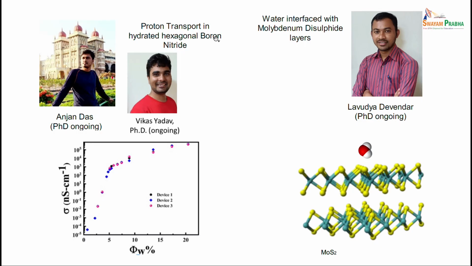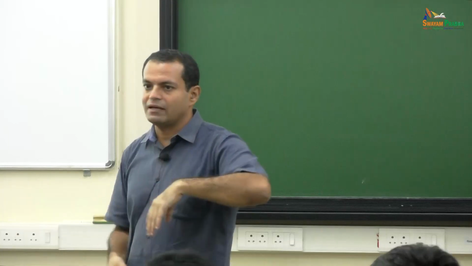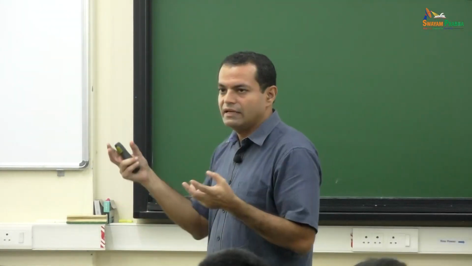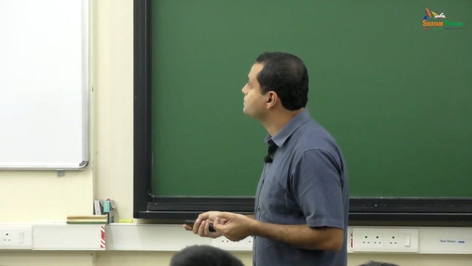So then I'll also mention very briefly other students who are sitting at the back, research scholars. They are looking at other systems. I mentioned the Grotthuss mechanism, a rapid way of transporting protons. So Anjan Das, who is sitting at the back there, looks at the Grotthuss mechanism in hexagonal boron nitride, of how protons can be transported so rapidly just by adding a tiny amount of water, 5% by weight, and the resistance will change by 10 to the 14 orders of magnitude. And Devender works on the interaction of water with molybdenum disulfide.